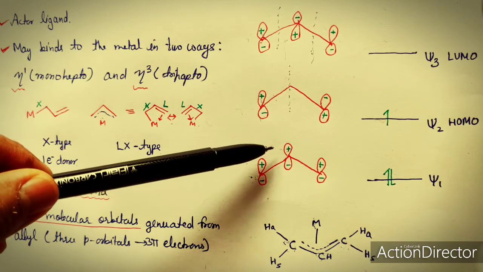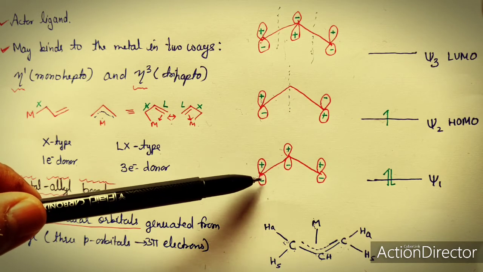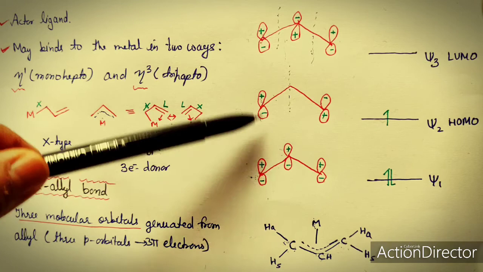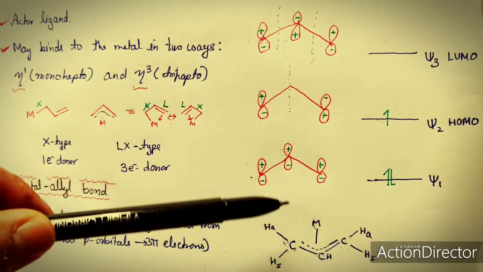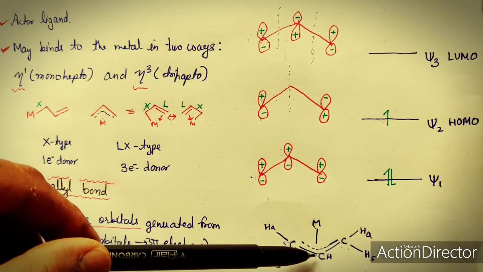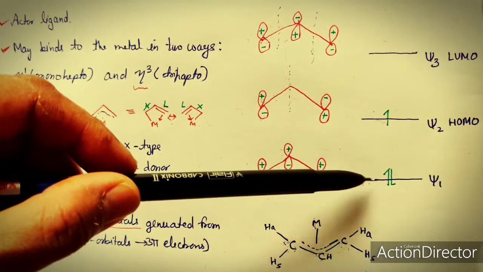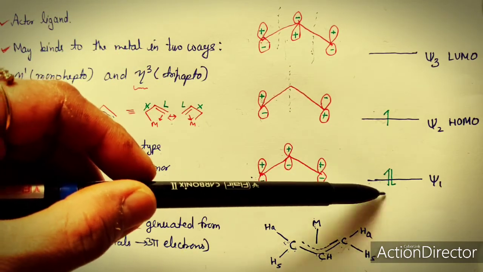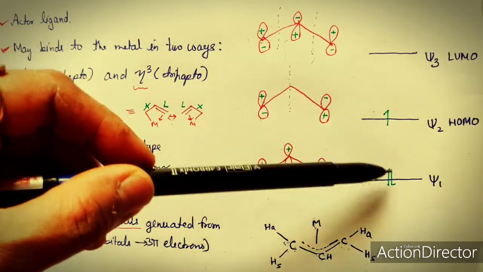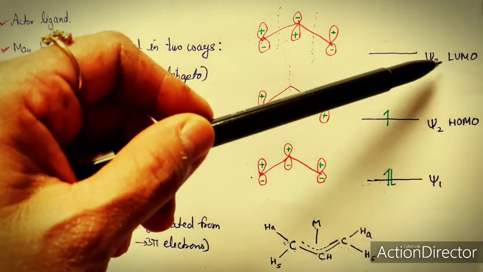Due to the presence of three carbon atoms, the allylic group's p orbitals will linearly combine to form these three molecular orbitals. And as you know, each carbon atom has one pi electron, so there are a total of three pi electrons. In one molecular orbital two electrons can be filled, so two electrons here and one electron here, so the total number of electrons becomes three. We have named this orbital psi 1, this psi 2 and this psi 3.